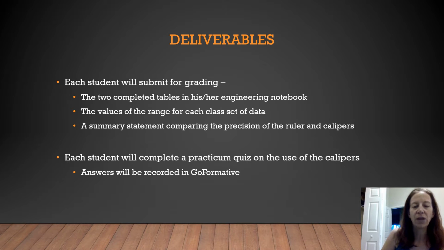So the values of the range for each class data set, and then a summary statement comparing the precision of the ruler and the calipers. Okay, so there's like 4 things that are going to be in your notebook. 2 tables, some precision measurements, I guess that's like 2 things, and a summary statement comparing the precision of the 2. And then each student will also complete a practicum quiz on the use of the calipers.